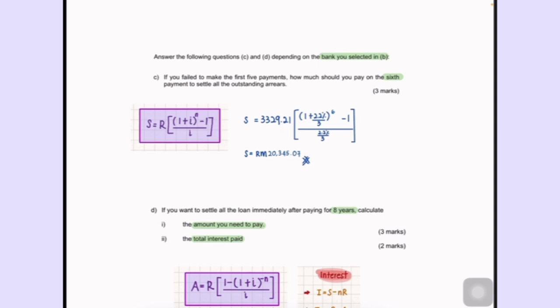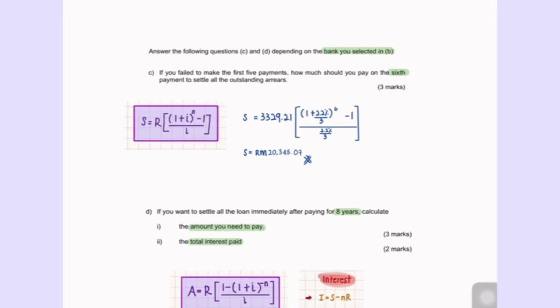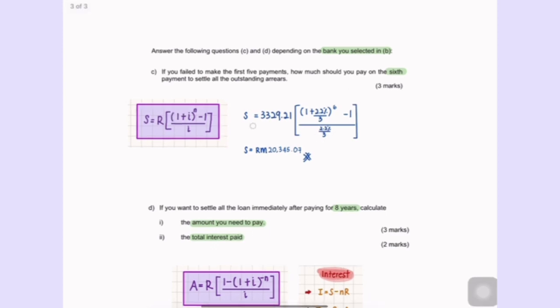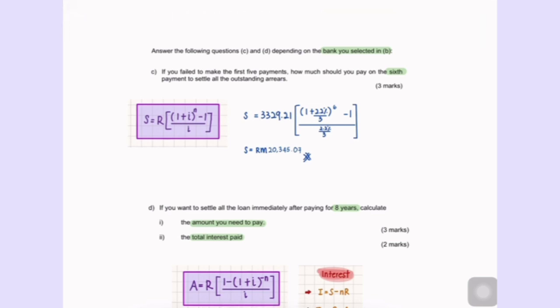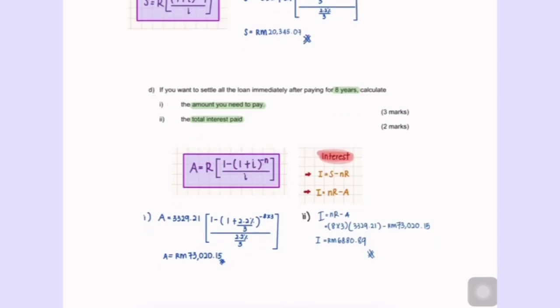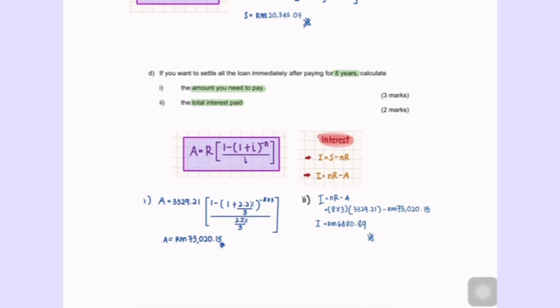The difference here is 6, because the question asks how much you should pay on the 6th payment. So you need to write 6, which is the N. Then minus 1 divided by 2.2% divided by 3. And then if you calculate, you will get RM 20,345.07. So the last question is D. If you want to settle all the loan immediately after paying for 8 years, calculate the amount you need to pay. So you need to find the amount of A, which is present value.